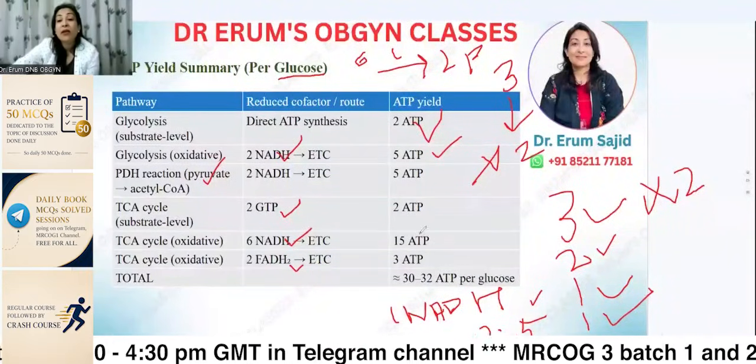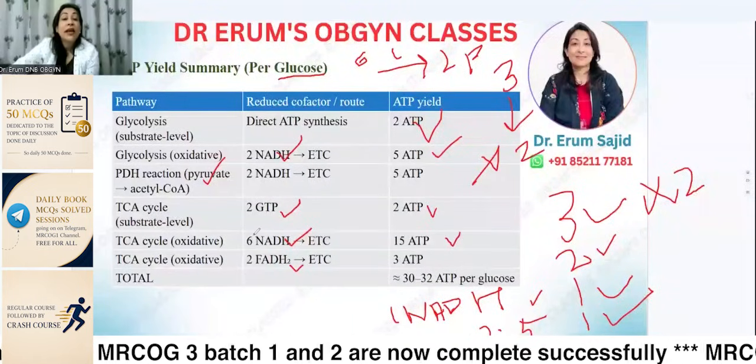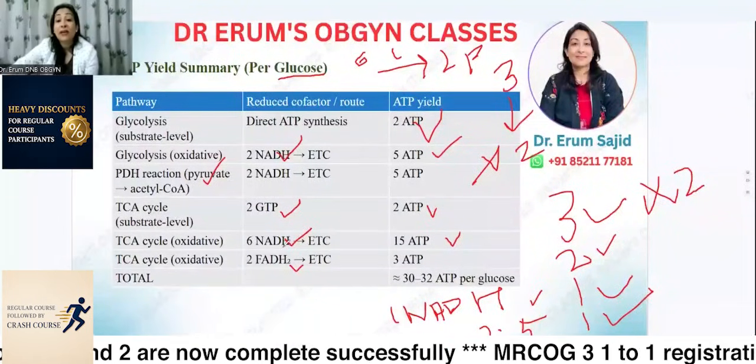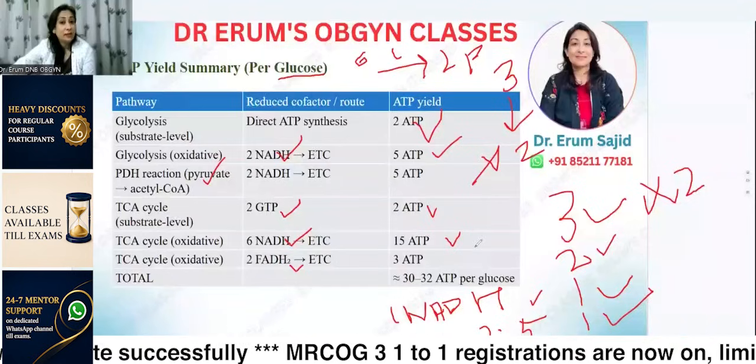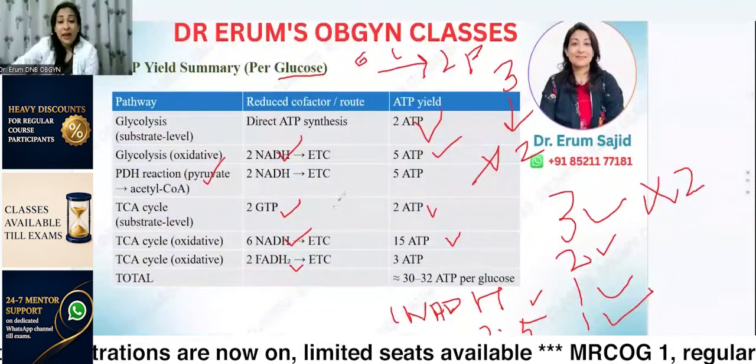But GTP will lead to ATP. NADH will again lead to, because see, 2 NADH was leading to 5, so 6 will lead to 15. Am I clear, guys? Let me explain once again.